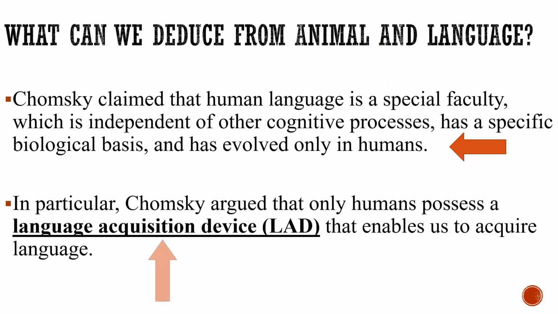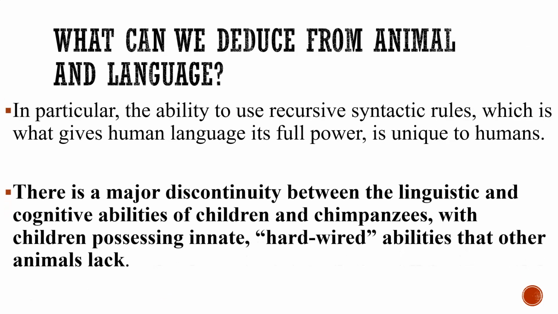That's why I have to show this to you. What else? Okay, so this is just a repetition. There is a major discontinuity between linguistic and cognitive abilities of children and chimpanzees, with children possessing innate ability. We talked about the innateness before. So language is an ability that is hardwired in human beings that other animals do not have.